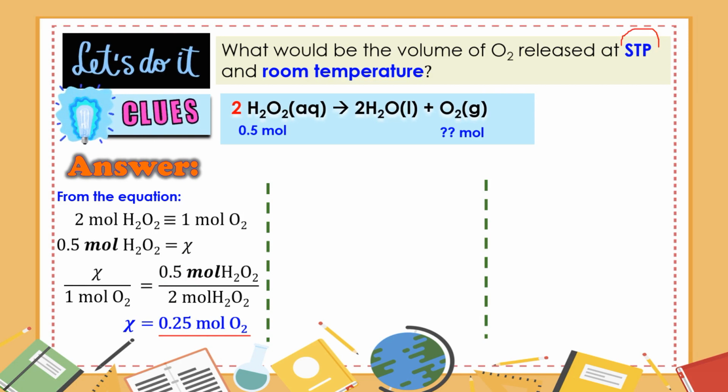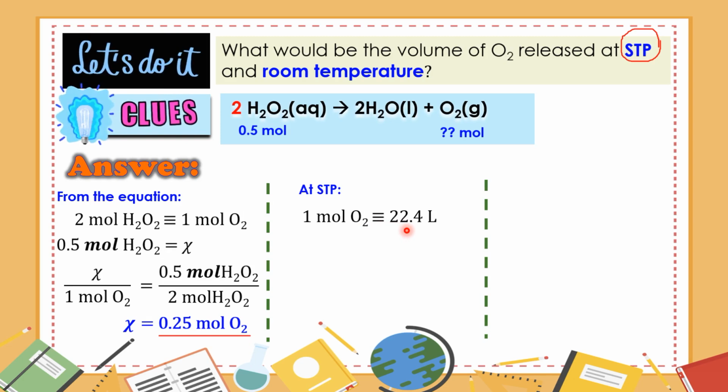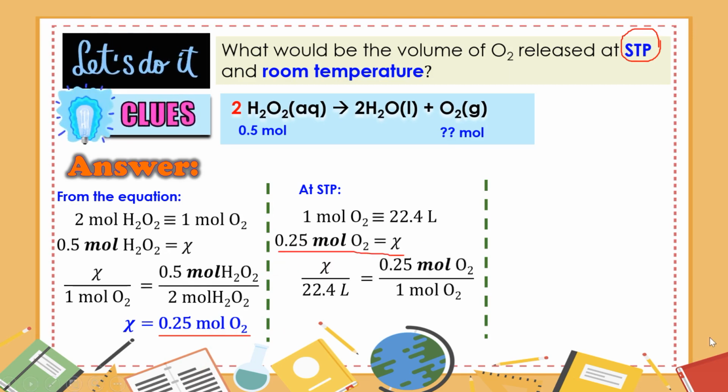Next, for the STP calculation, you must remember that at STP, 1 mole of oxygen gas is equivalent to 22.4 liter. From the previous calculation, there are 0.25 mole oxygen gas produced. So just substitute the value here: 0.25 times 22.4 liter. We can cancel out the same unit.